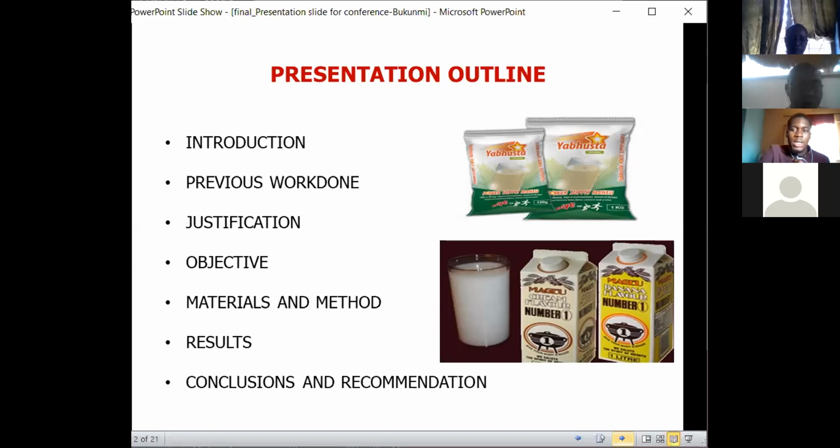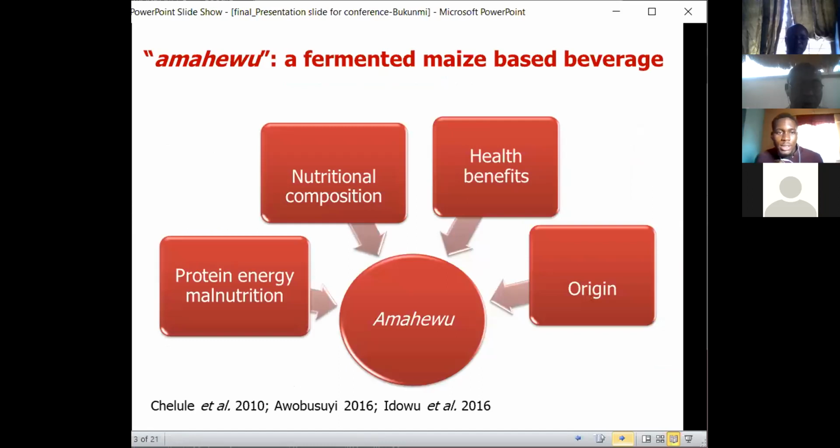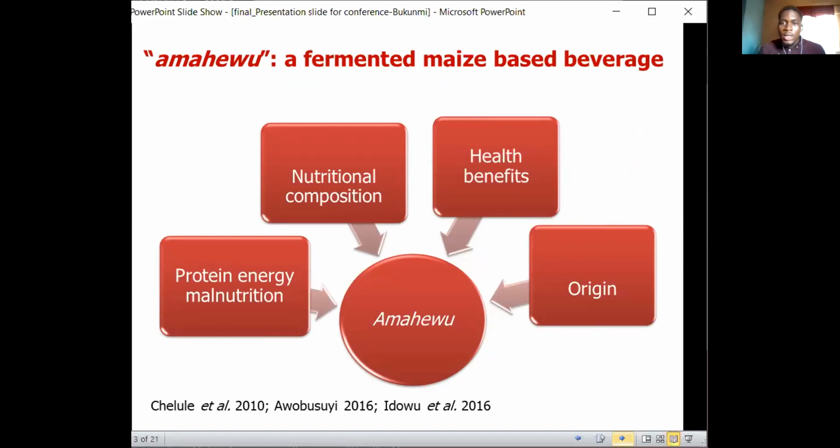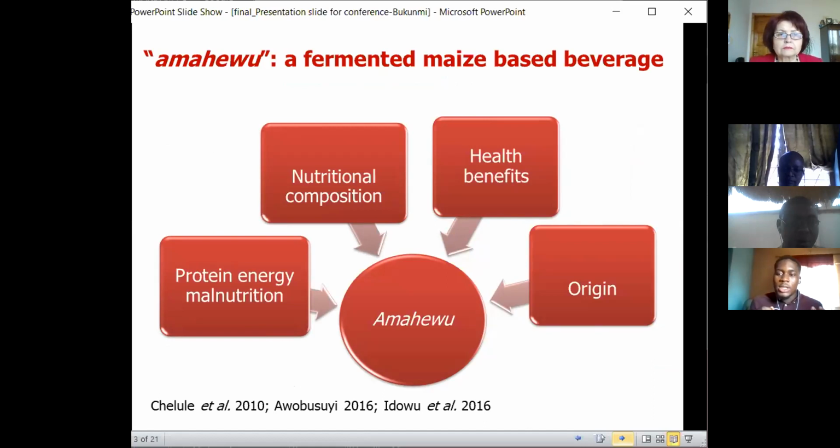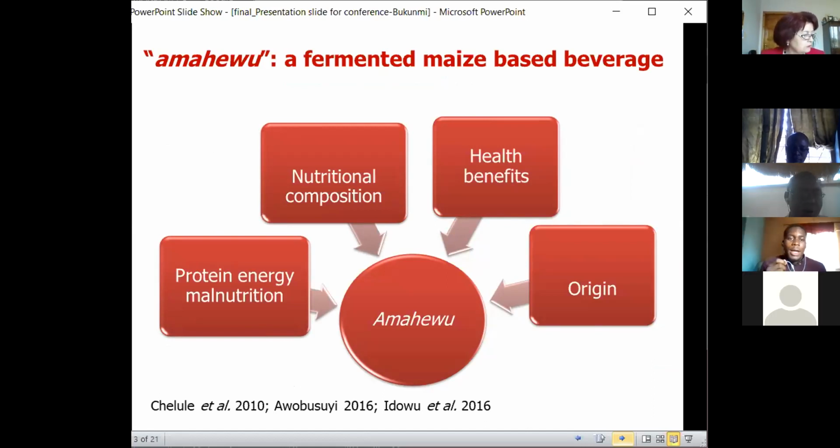This is a typical picture of Amaheu, the commercial one, as you can see on slide 2. Amaheu is a fermented beverage popular in Southern Africa, especially in South Africa, Mozambique, Tanzania, Zambia, and some other Southern African countries. It is a fermented non-alcoholic beverage, consumed both traditionally and as a commercial drink, and it has diverse health benefits.